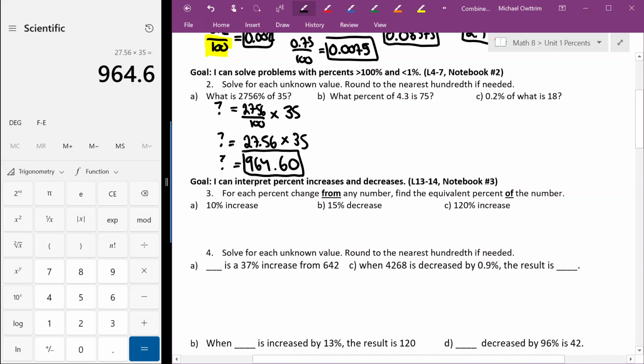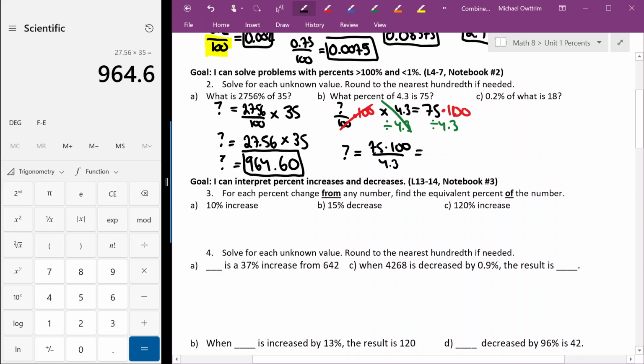Now in question B, we have our what translates into our unknown. Percent translates into out of 100. Of is multiply. 4.3 is just 4.3. Is translates to equals, and 75 is just 75. Now in this case, here's our equal sign. Our question mark is not by itself to the left of that equal sign. So we need to undo the things that are happening to it. I'm going to start by undoing the division by 100 by multiplying by 100 on both sides of the equal sign. I'll also undo the multiplication by 4.3 by dividing on both sides by 4.3. That'll give me my equation that my question mark is equal to 75 times 100 over 4.3.